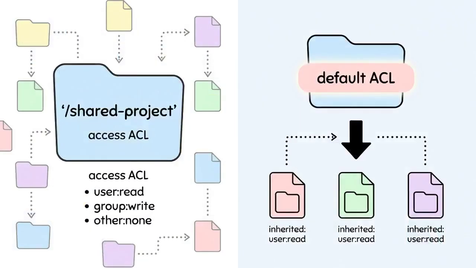An access ACL sits on a specific file or directory and governs only that object. A default ACL, on the other hand, can only live on a directory. It acts as a template that automatically copies itself onto any new file or subdirectory created inside. New files inherit the template the moment they appear.